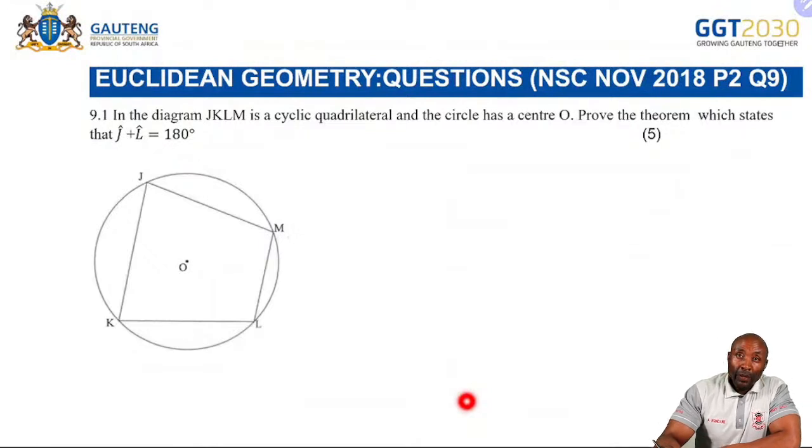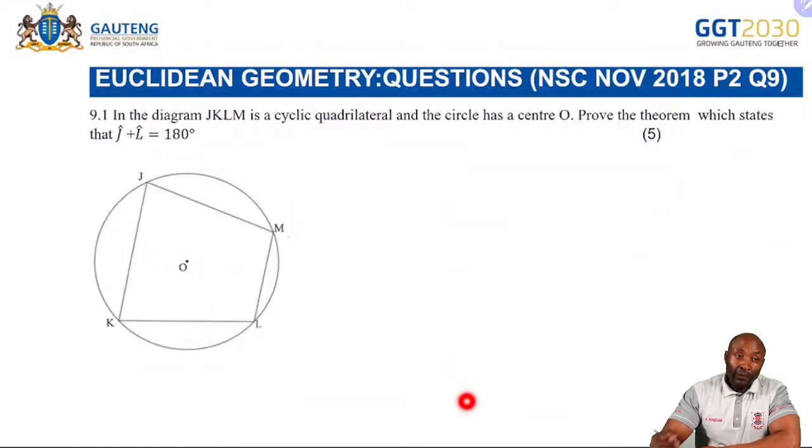Angles in a cyclic quad. So remember what we need to do first: our construction statement. We have to prove that angle J plus angle L is equal to 180 degrees.